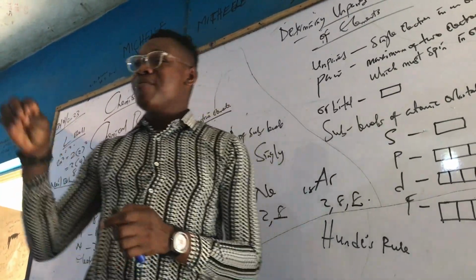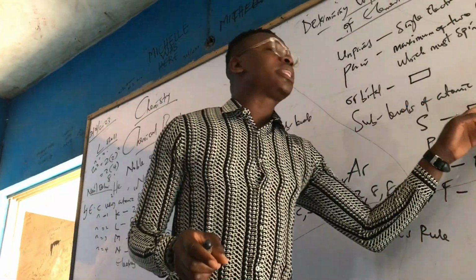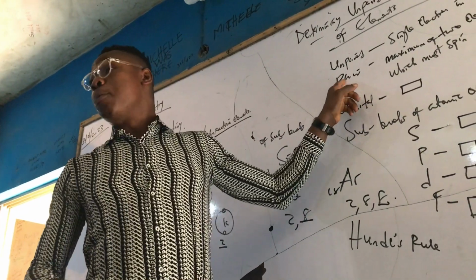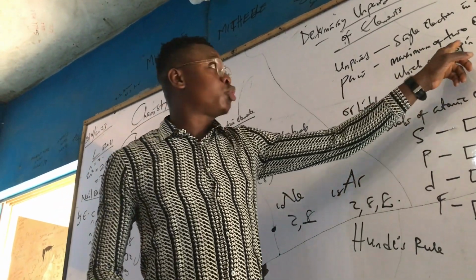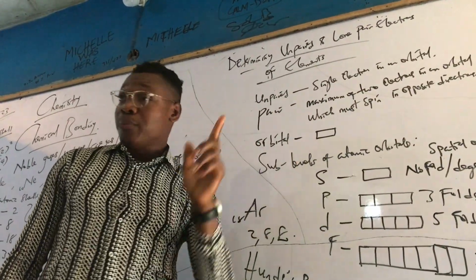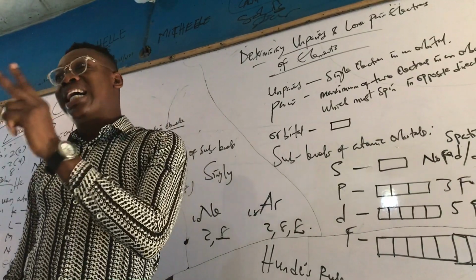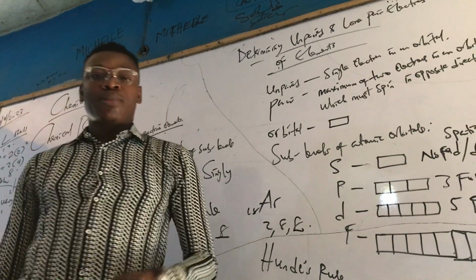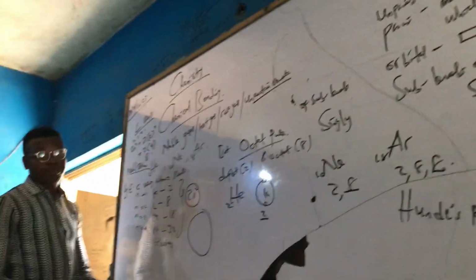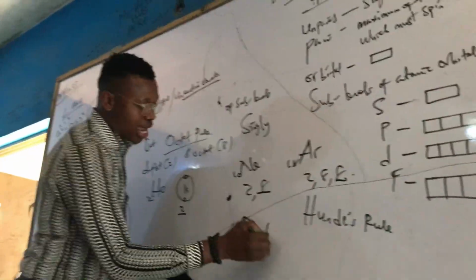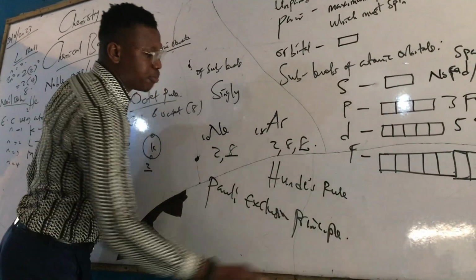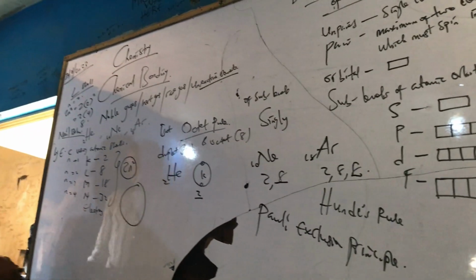Now another person gave a rule on how many each orbital must accommodate. If you want to pair, the maximum must be how many? 2. If any orbital must be paired, maximum should be 2. Somebody stated that rule and you must know it. Let's write: Pauli exclusion principle. That's the guy. Pauli, P-A-U-L-I. Exclusion. Pauli exclusion principle.